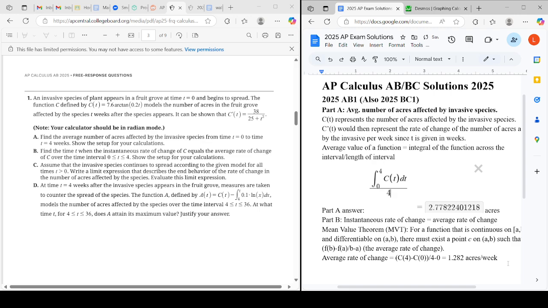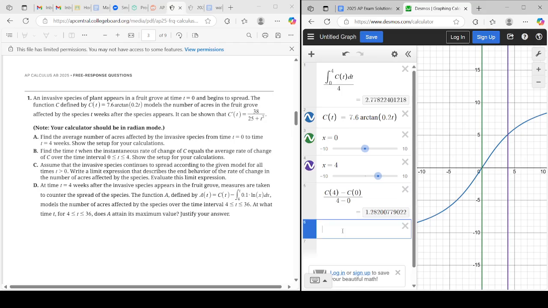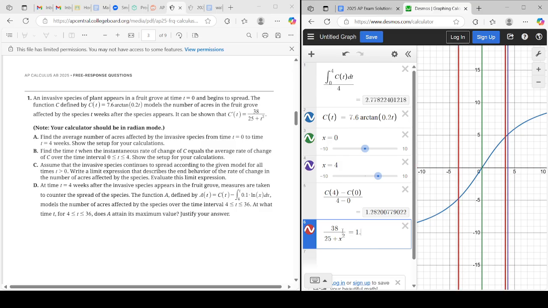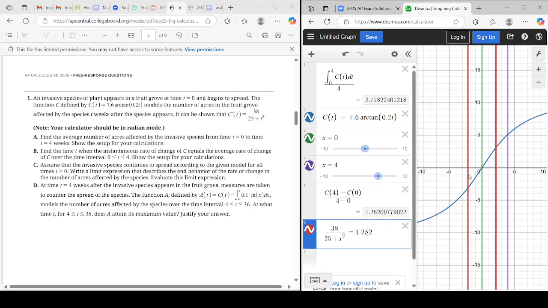And then we need the instantaneous rate of change. So C prime of t equals 38 over 25 plus t squared, equals 1.282. So we're going to plot this in the Desmos equation solver. So we got a line here. We're going to take the positive solution here.